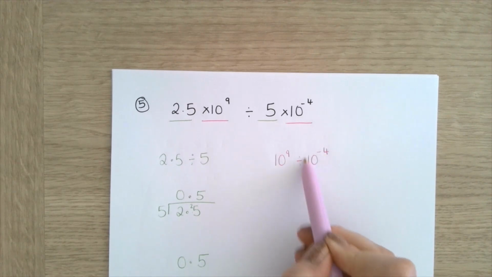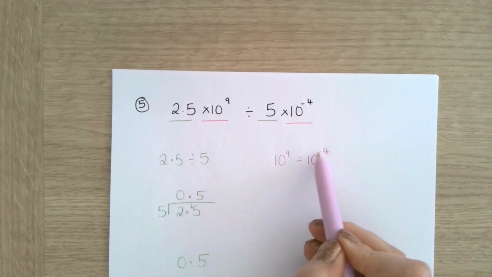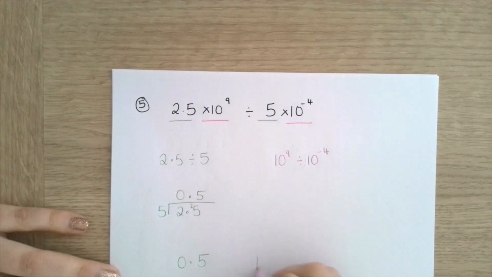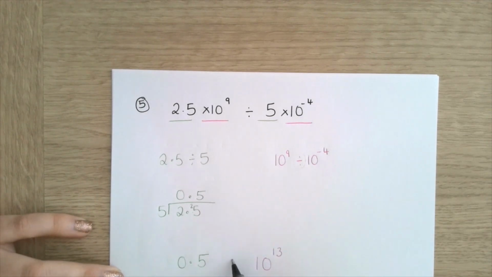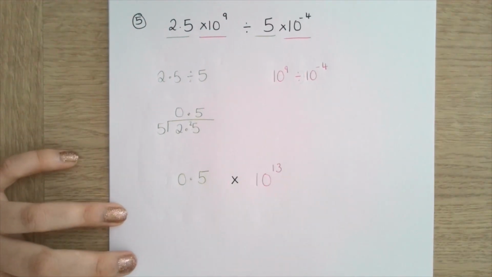10 to the power of 9 divided by 10 to the power of minus 4. I'm dividing, so I need to subtract my powers. So 9 take away a -4 means I'm actually going to add them. So I get 10 to the power of 13. Remember, it's standard form, so we need to keep that format, 0.5 times 10 to the power of 13.